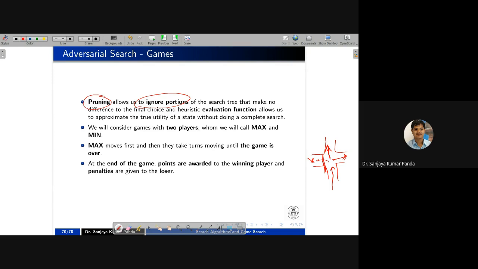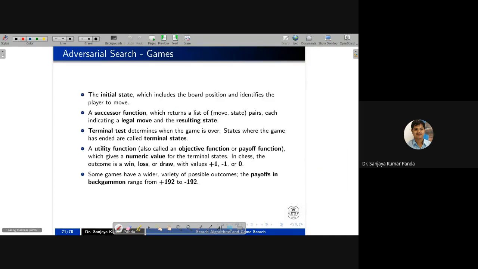Now, if you go for minimax, there are two players. One is called max, another is called min. Generally, max takes the first move, or min takes the first move. The next move is taken by the alternate player, and this process goes on until the game is over. One popular example is the backgammon game, where you can give values from plus 192 to minus 192. These are nothing but the payoffs. If you win the match, you get +1. If you lose, then -1. If the match is drawn between the two players, then the payoff value is 0.